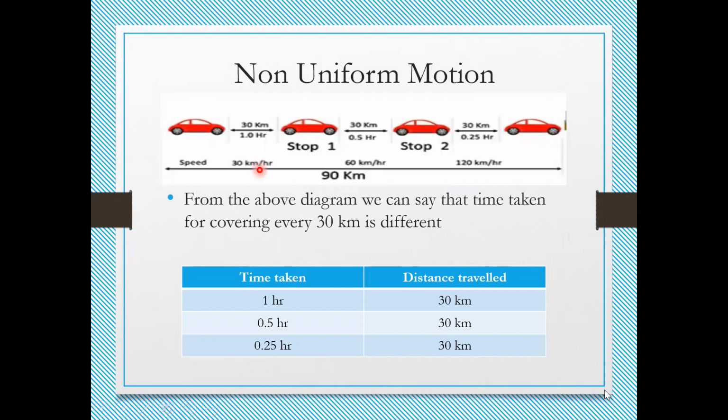As you can see here in the diagram, a car is covering a total of 90 km. It is covering 30 km at a time, but in different times. For example, here in the first part, it is covering 30 km by taking 1 hour. In the next part, it covers 30 km in half an hour, and in the next part, it covers 30 km in 0.25 hours, that is 1/4 of an hour. So from this diagram, you can see that it is covering equal distance in unequal intervals of time.